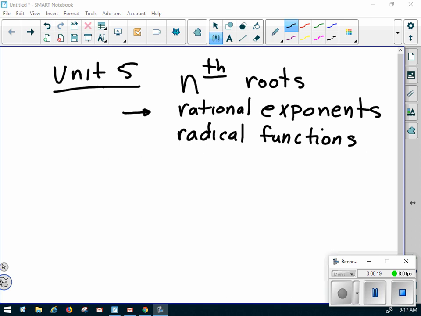Now, the first part of this, what we're going to do today and probably Monday, is just building on something you already know how to do. You remember when we simplified square roots and we were looking for twins? Well, we can also look for triplets and quadruplets and quintuplets and sextuplets and all that.